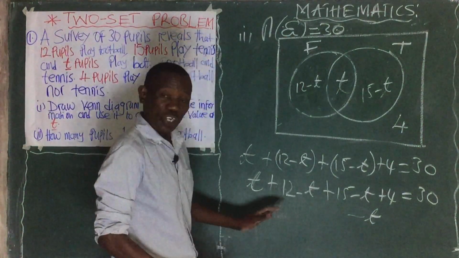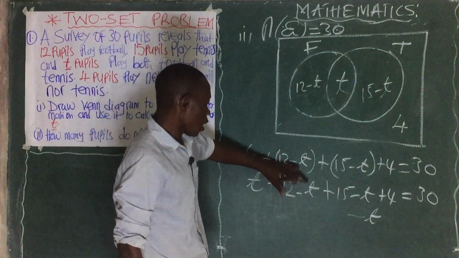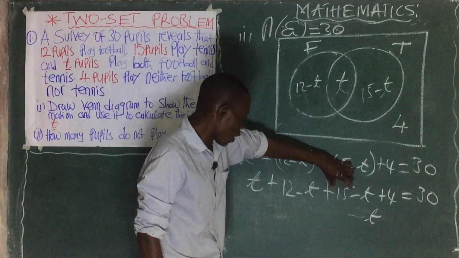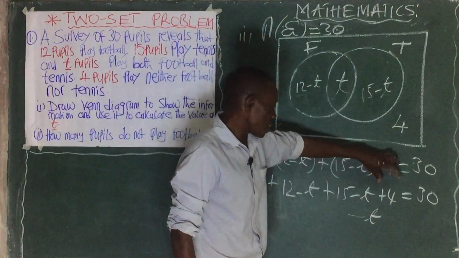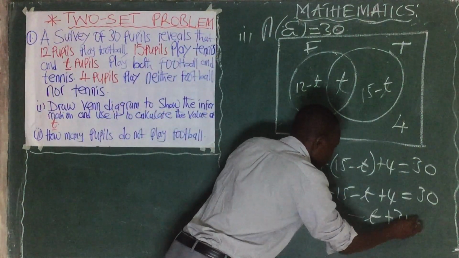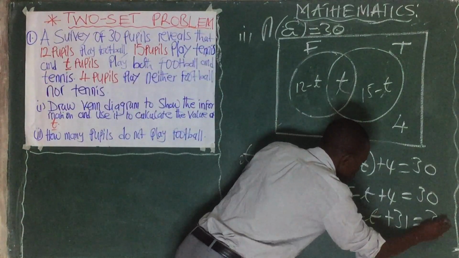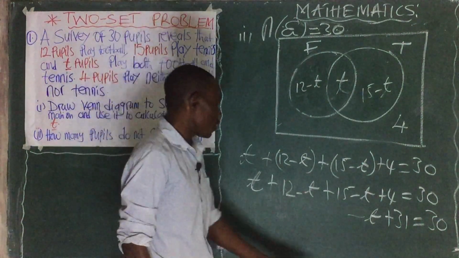And then we are going to consider the like terms about the numbers. 12 plus 15 gives us 27. 27 plus 4 gives us 31. So here we have got 31. On the other side we have got what? 30. Right. So we need to find the value of t.